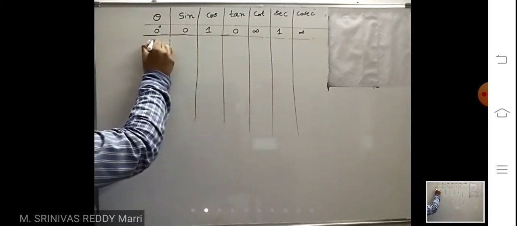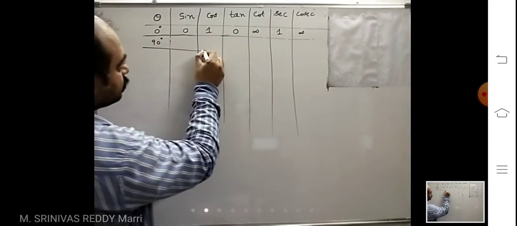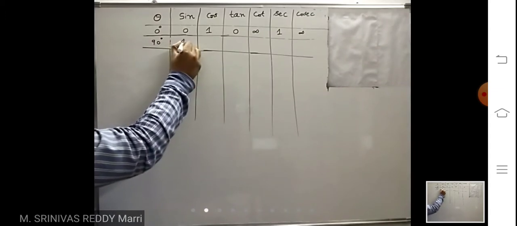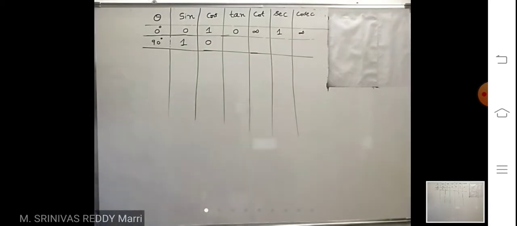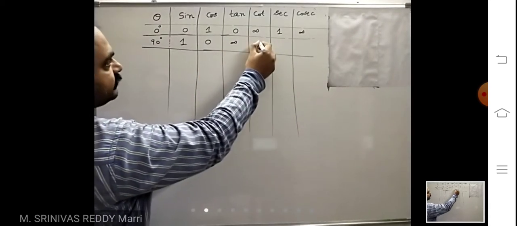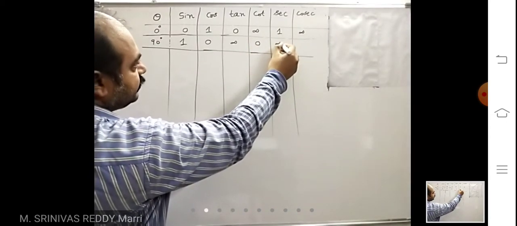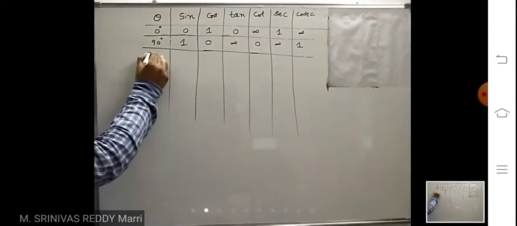Suppose the next value is 90 degree. Sine 90 degree is 1. Cos 90 degree is 0. So sine by cos will be infinity, and this will be 0. Secant means 1 by cos, infinity, and 1 by sine is 1. So this is for 90 degree.